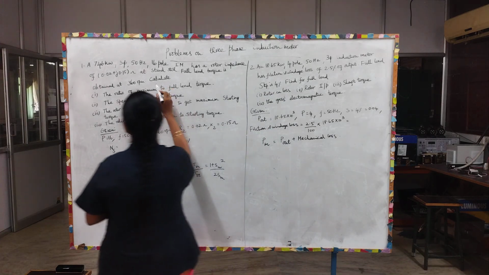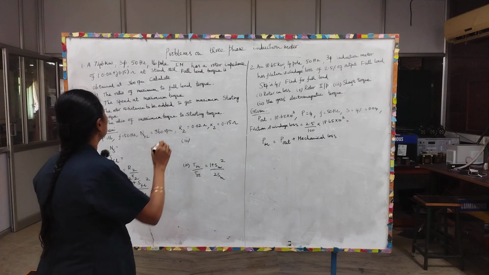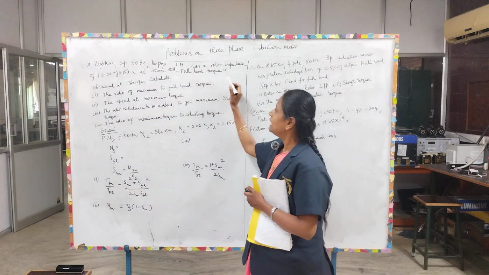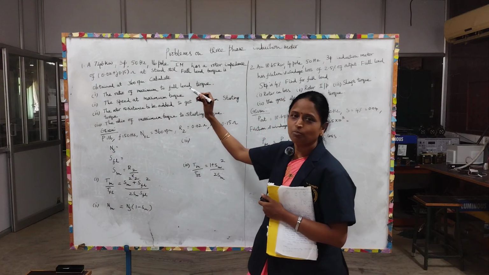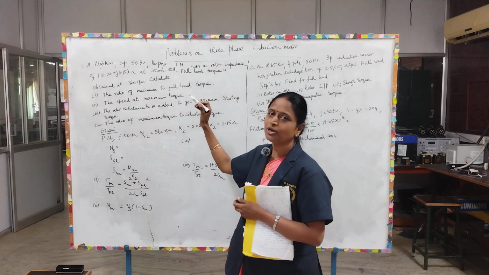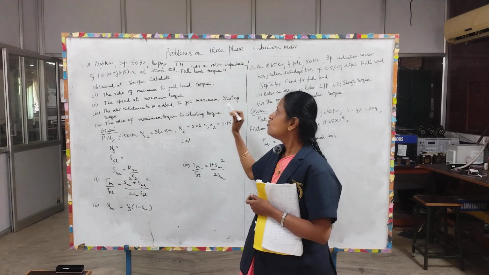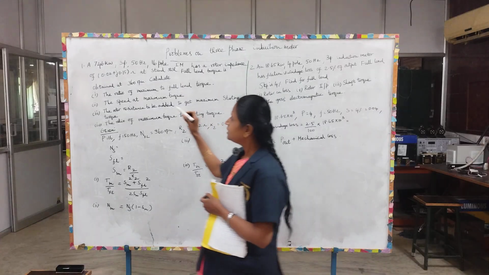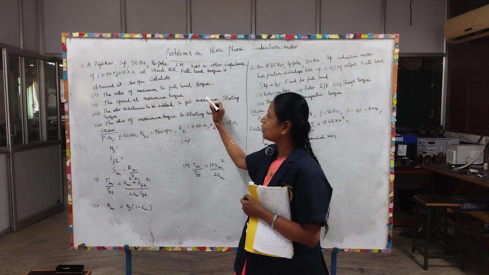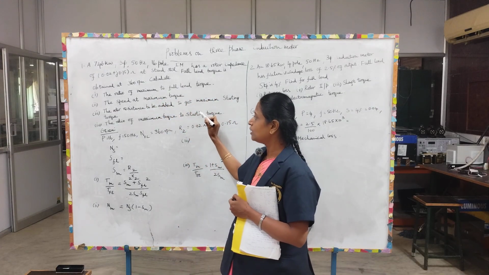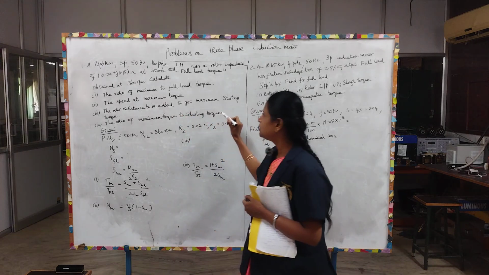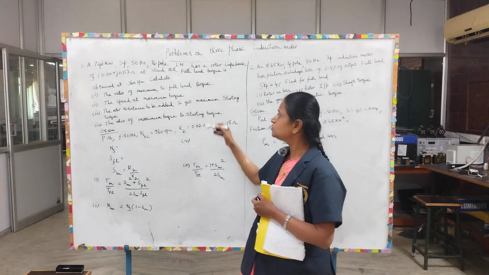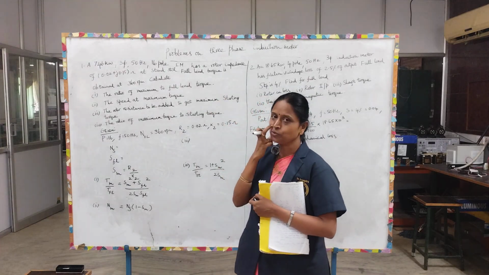So the first problem is a 746 kilowatt 3-phase 50 Hz 16 pole induction motor has a rotor impedance of 0.02 plus j 0.15 ohm at standstill. Full load torque is obtained at 360 rpm. Calculate the ratio of maximum to full load torque, the speed at maximum torque, the rotor resistance to be added to get maximum starting torque, the ratio of maximum torque to starting torque. So these are all the four subdivisions we have to find out.